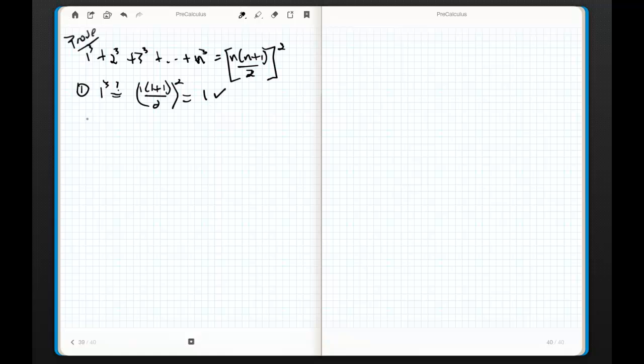Check. Does 1 cubed plus 2 cubed equal 2 times 2 plus 1 over 2 squared? Well, let's look. 1 plus 8 is 9. So let's see what happens here. These 2's cancel. 2 plus 1 is 3. 3 squared is 9. Well, hallelujah.